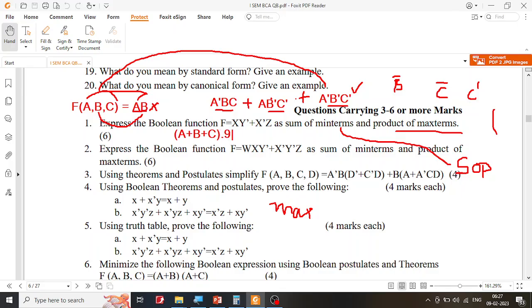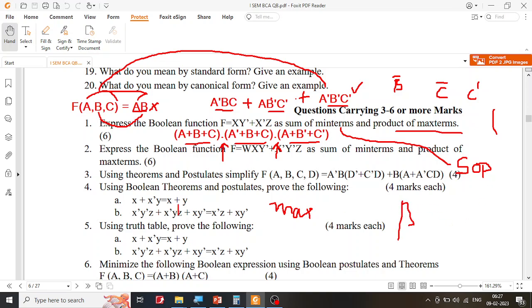Dot a bar plus b plus c. This is the second term. Dot a plus b bar plus c bar, whatever it is. I am just writing a few of them here. So this is one sum term, this is one sum term, this is also one sum term, this is also one sum term. All of them are multiplied, or we take the product of them. So that is why it is called a product of sum.